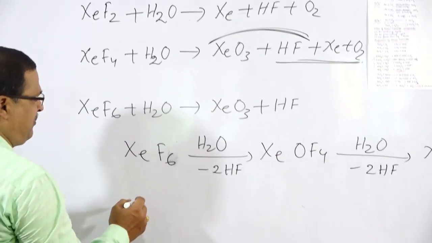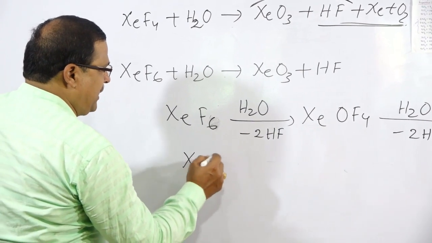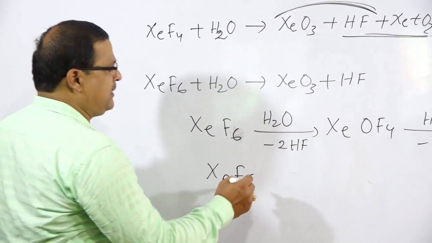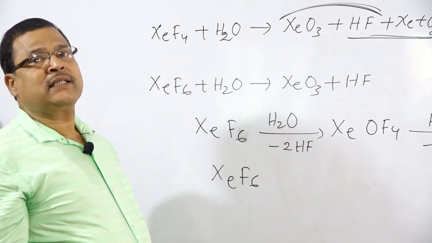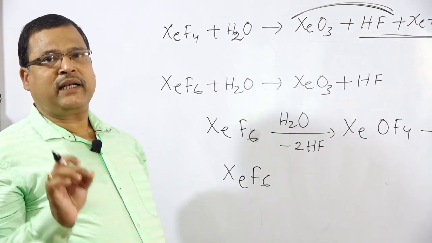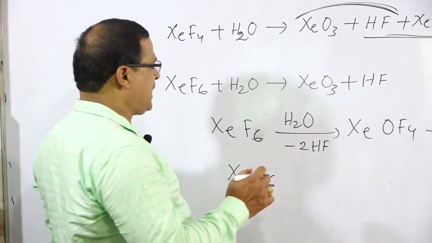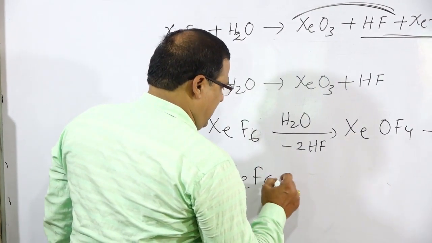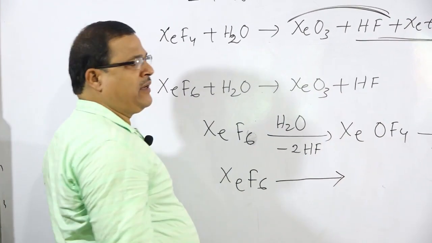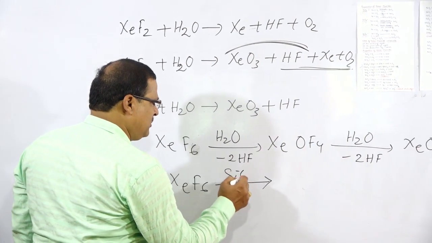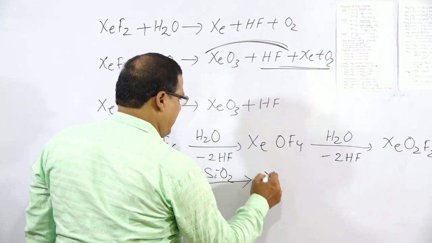Again, we can say xenon hexafluoride, another important reaction. Xenon hexafluoride cannot be stored in glass containers, because it reacts with the glass containers to form SiF4. Glass containers, or you can say silica, SiO2.